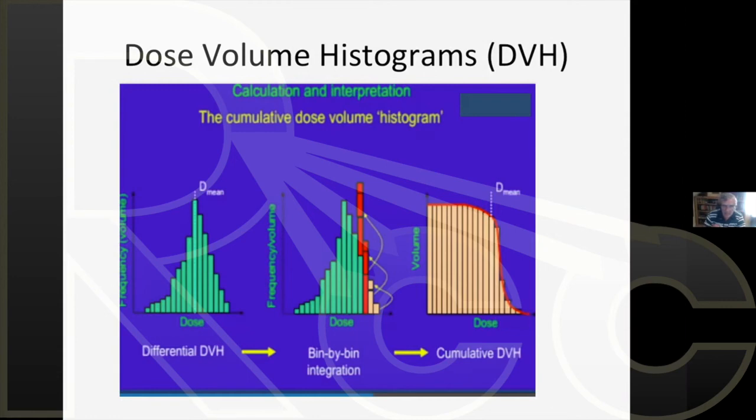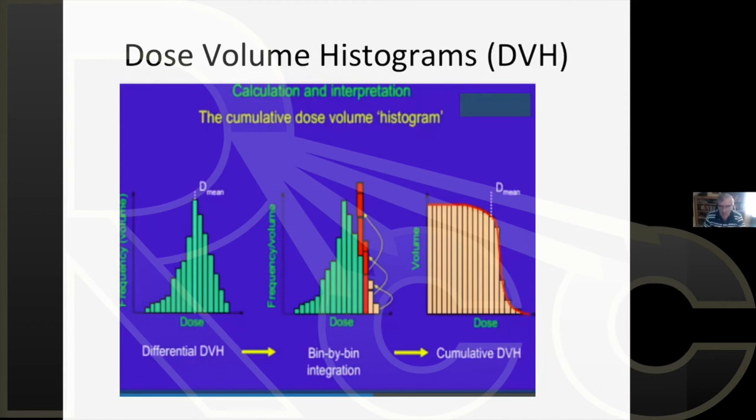So from the differential DVH, we actually just do the addition. Integral implies that it's the summation of all those voxels, and then you draw a line connecting the top of it, and you end up with this very nice cumulative DVH, which explains a lot about the uniformity of the dose within the tumor, and the shape, the slope of that is critical.